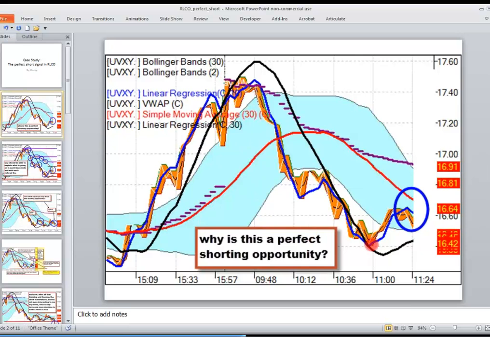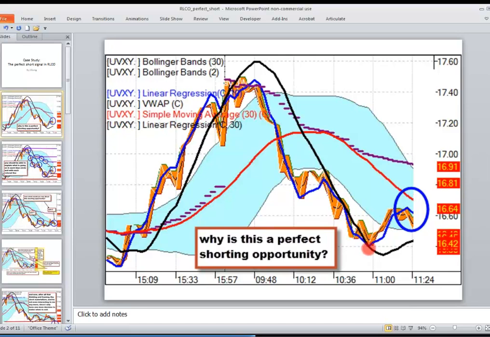Okay, so the quiz was, right here in this moment, why is this a perfect shorting opportunity? And the guys in the chat room, of course, hit it out of the park, and what they said was, the trend for the day is down, as you can see by the 30-period regression line clearly heading down and still south of the river. The river itself has rolled over. The volume-weighted average price is declining. The slope of the 10-period regression line, after this regression line crossover, has bounced up and failed to get to the Bollinger Band mean.